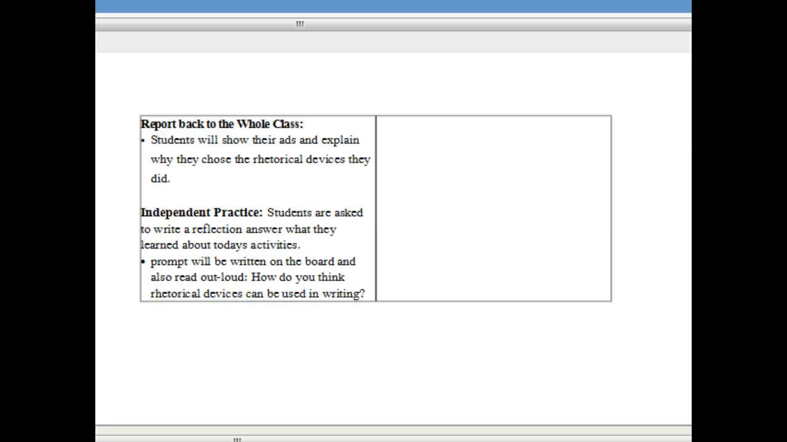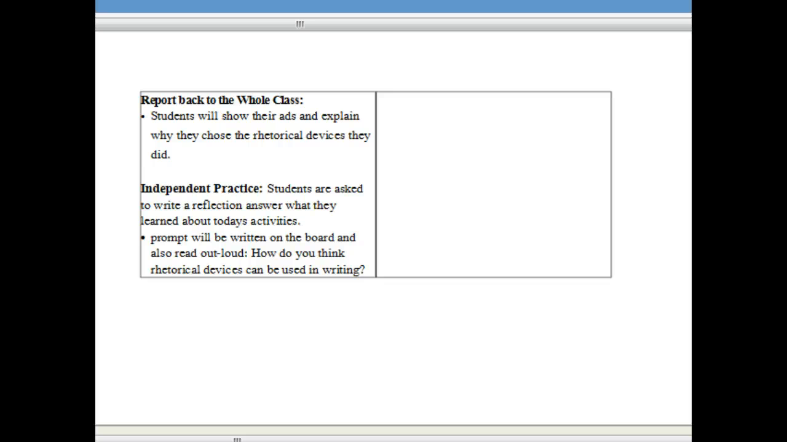Okay, after reporting back to the whole class and showing their ads, I like that you're doing that, that you're having them work with the group and share each other's minds, work with the information, verbalize it, push through it. Nice. I assume you would be circulating, kind of eavesdropping at that point. So then having them write a reflection answer, the prompt would be written on the board. How do you think rhetorical devices can be used in writing?